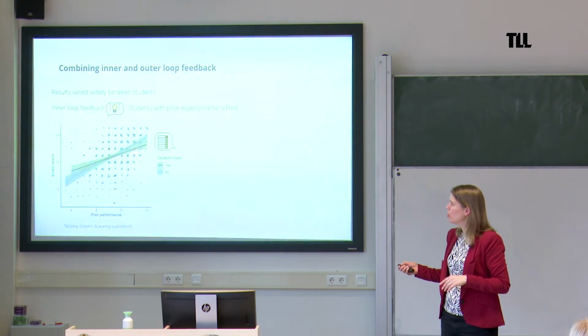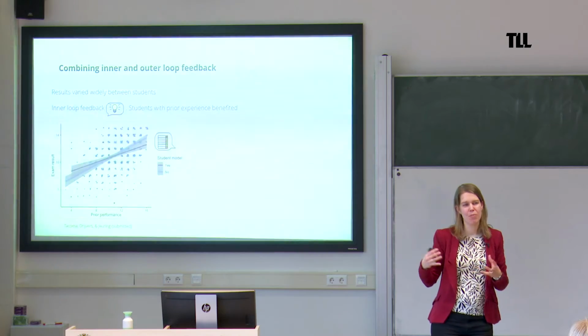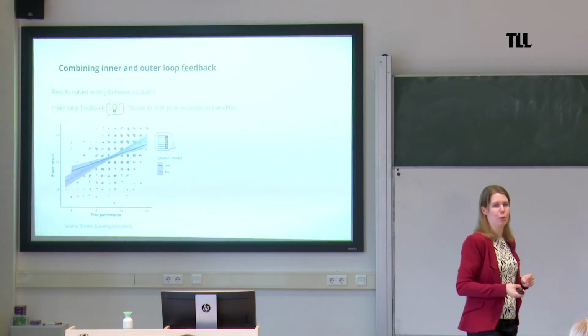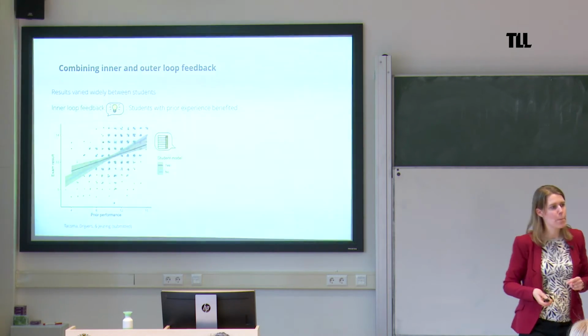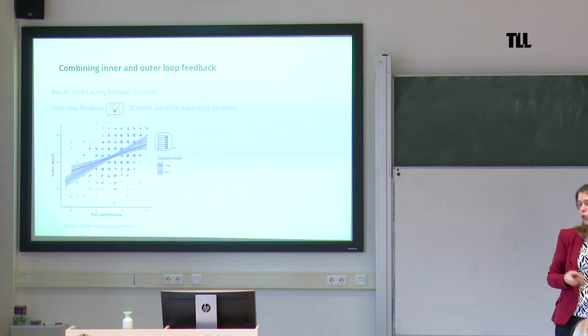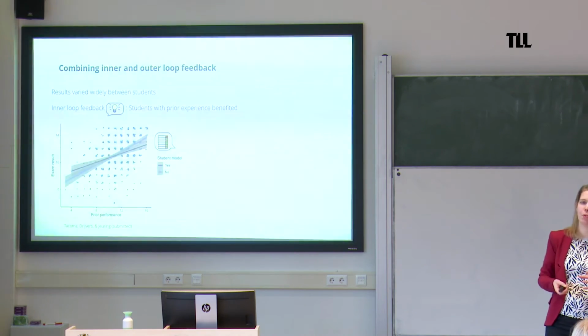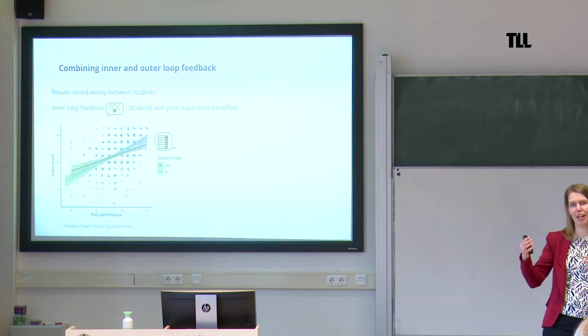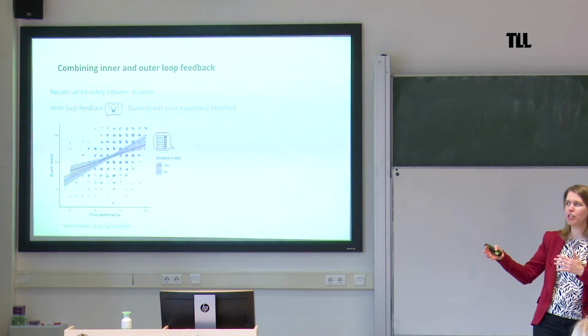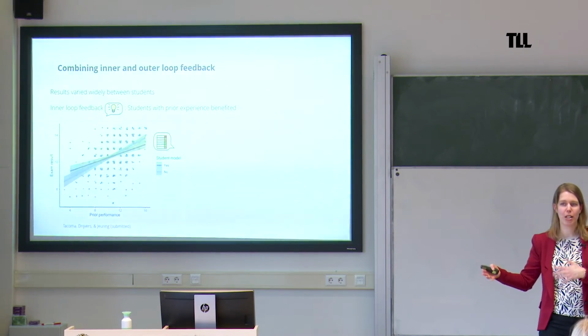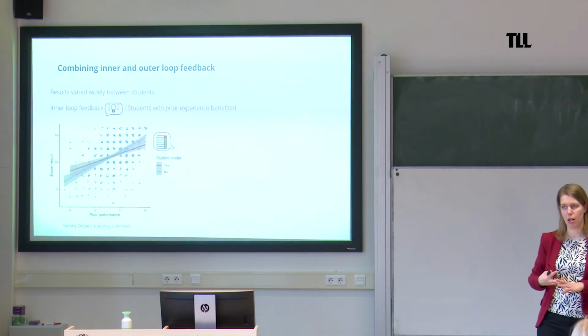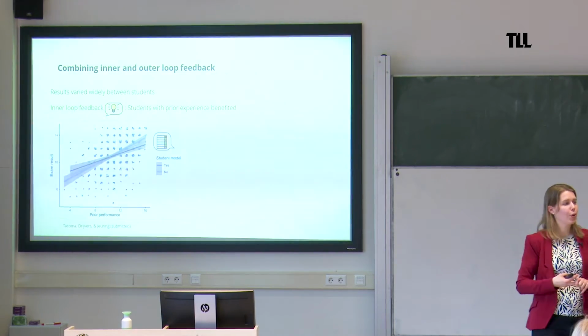But for the stronger students, they seemed to be hindered a little bit by the student models, which could be explained. We think that the student models may have been a little bit too optimistic for these students. So these student models may have given these students the impression too soon that they were prepared well enough for their exams.